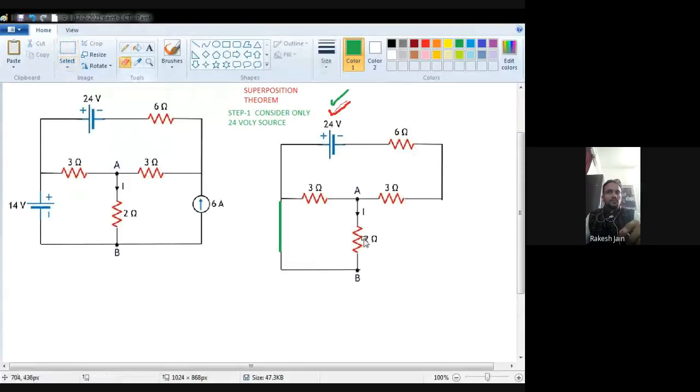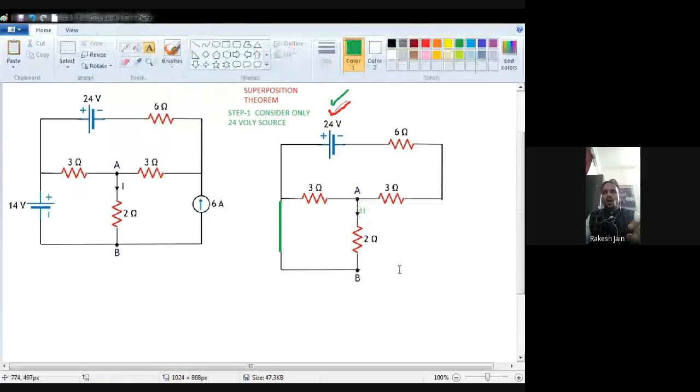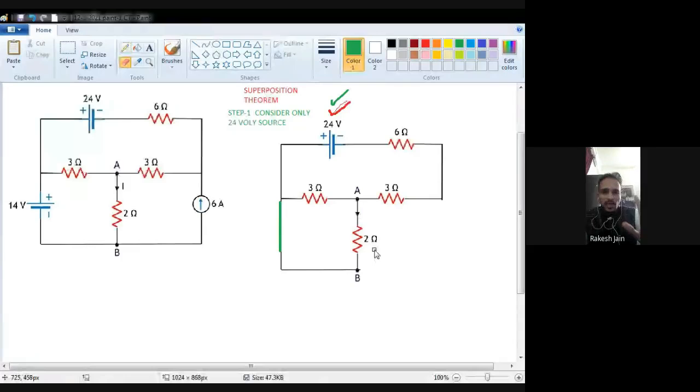So step first is: consider only the 24 volt source. The other two sources should be removed. How can you remove them? Just remove this voltage source by short circuit, so I short circuited this. Just remove this current source by open circuit, so I open it.